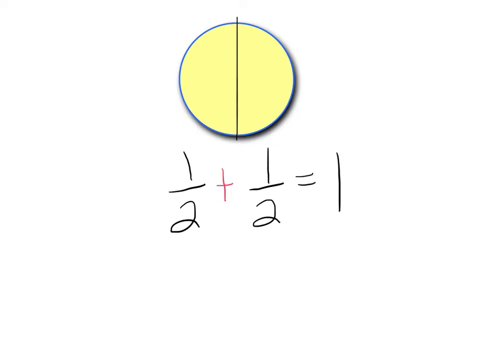Let's start off with what we know. First off, we know that the circle equals the whole. So the circle equals one whole. If I cut the circle in half, I can write each fraction as 1/2 and 1/2. Then I add my plus sign and I can say that 1/2 plus 1/2 equals 1 whole.